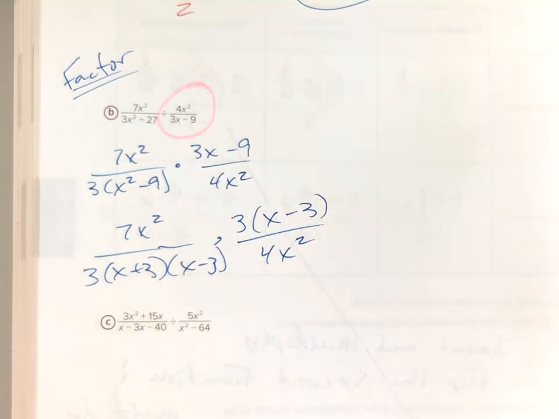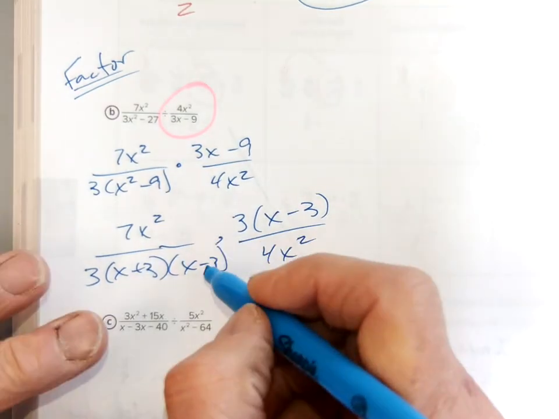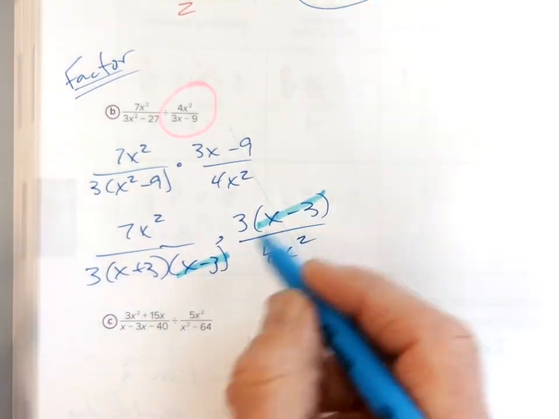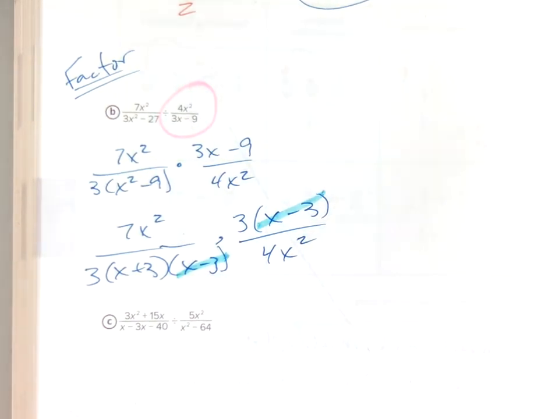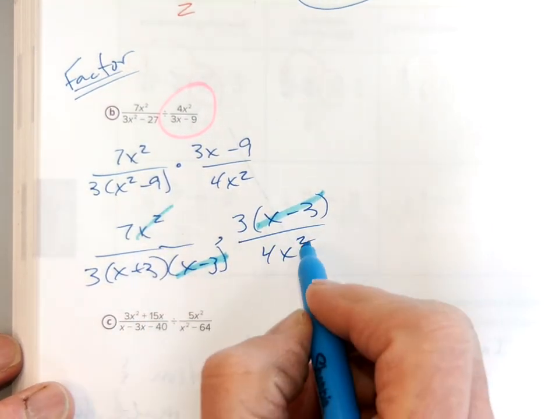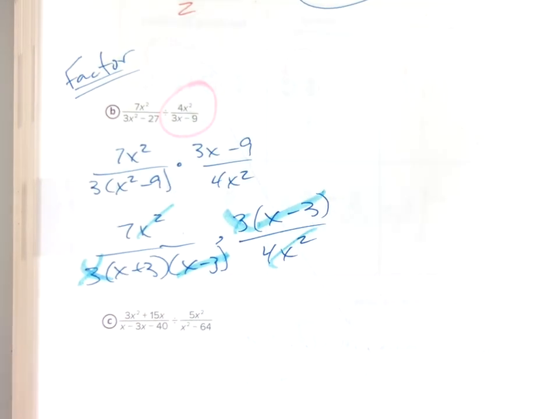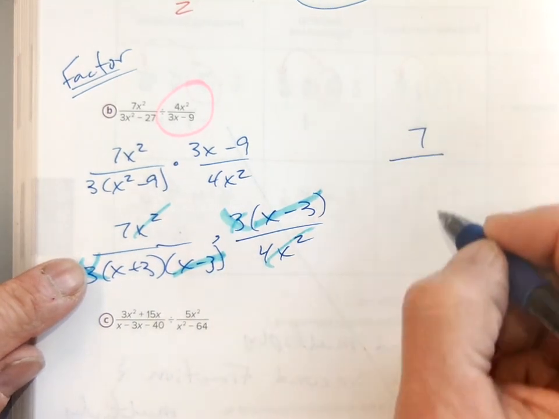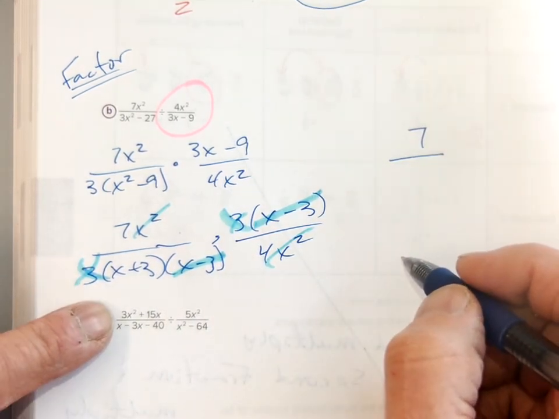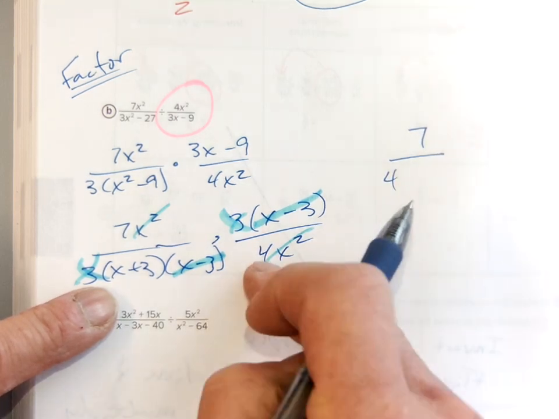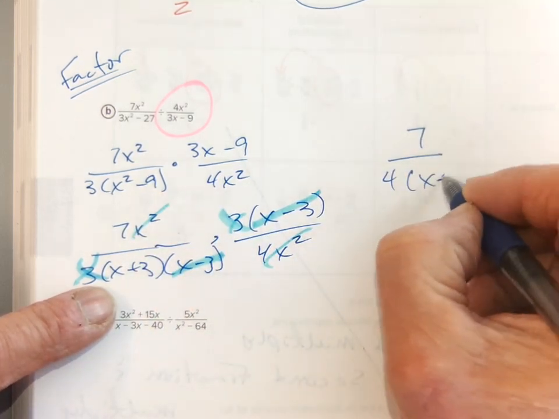I'm factoring, and now comes the good stuff. I get to cancel anything on top with anything on the bottom, so I can cancel an x plus 3 with an x, I'm sorry, x minus 3 is x minus 3. I can cancel an x squared with an x squared. Oh, I can cancel a 3 with a 3. And I think that's about all I can cancel. So my answer would be 7 over 4x plus 3. Okay, and that's my answer.